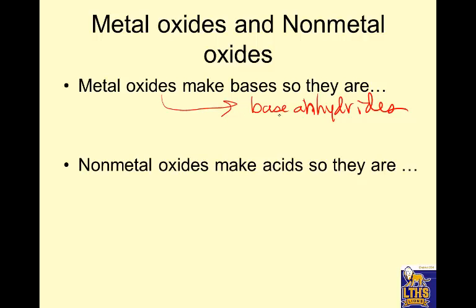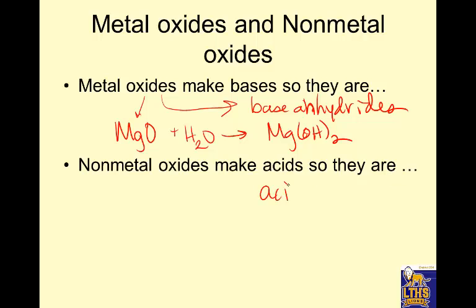Metal oxides are base anhydrides because they make bases when you put them in water. For instance, MgO. Not an acid or base, but when I add it to water, I get Mg(OH)2. And so it turns into a base. So this is called a base anhydride because when you put it in water, you get a base. Non-metal oxides make acids, so they are called acid anhydrides.